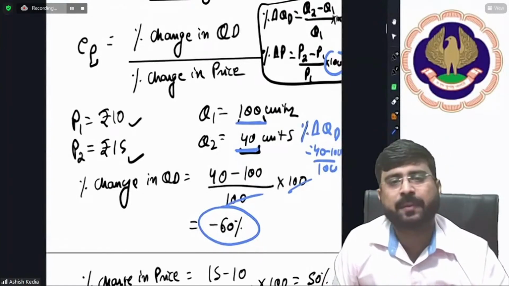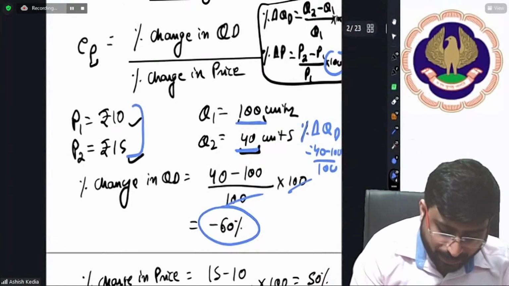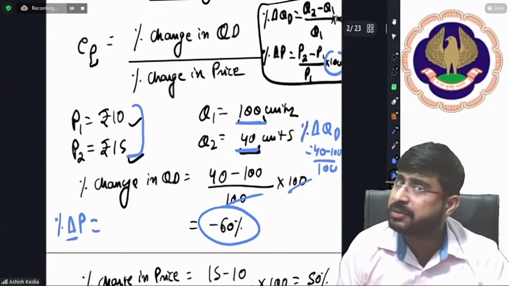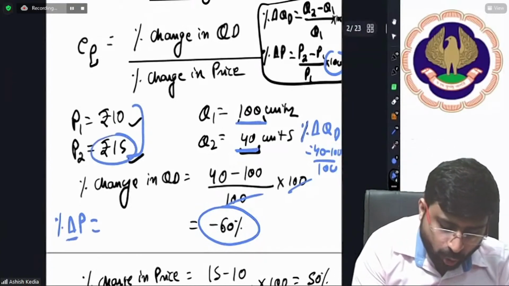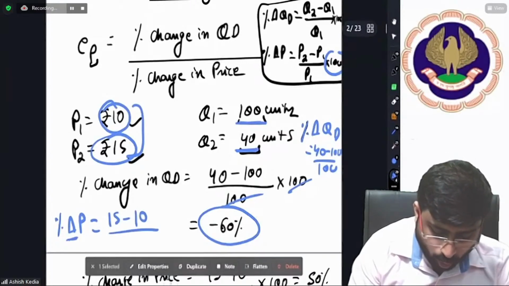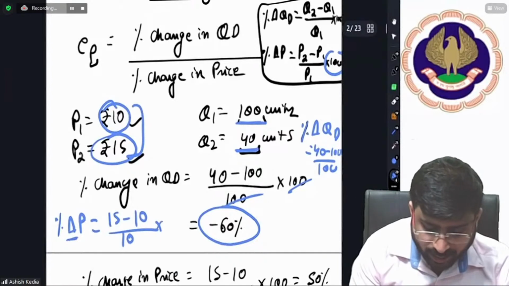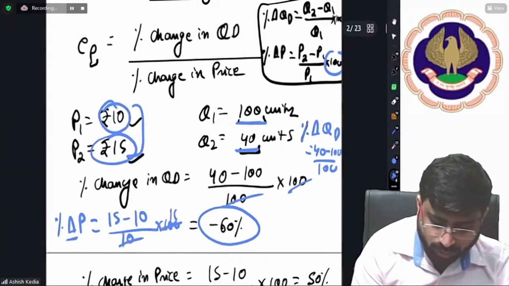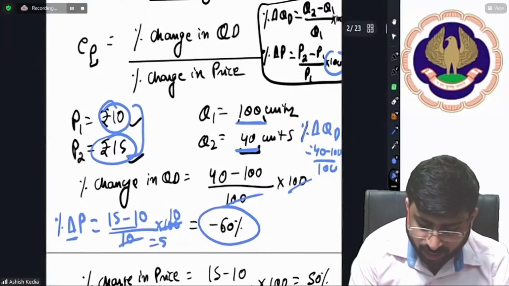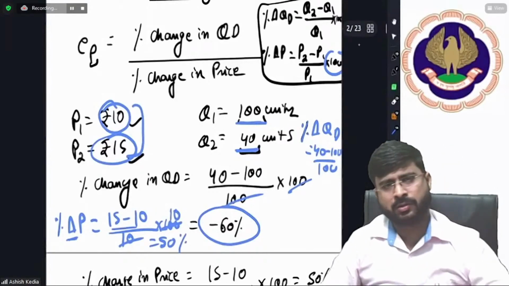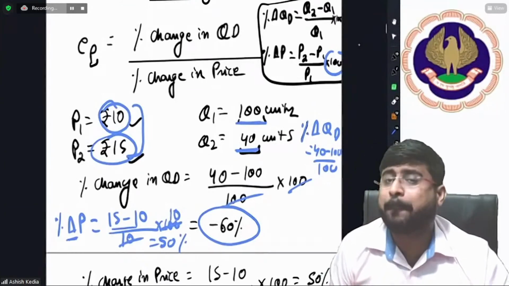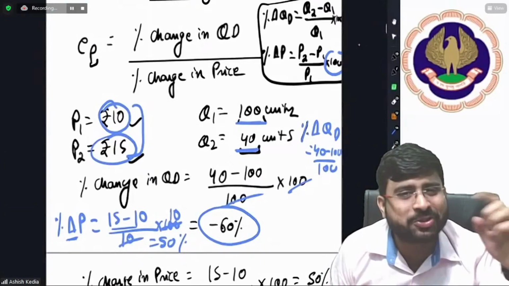What about percentage change in price? Let's try to solve it here. This delta means change, by the way. What is the new price? 15. What is the old price? 10. Divided by the old price, 10, into 100. If you cut them off, it's 5 into 10, which is 50. So 50%. Now look carefully. The price change is positive because the price was rising.